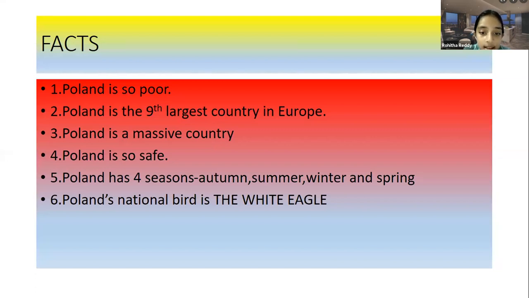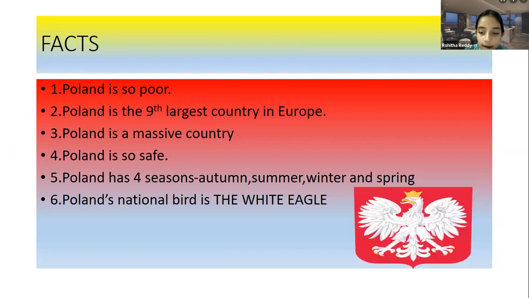Facts. Poland is the ninth largest country in Europe. Poland is a massive country. Poland is so safe. Poland has four seasons: autumn, summer, winter, and spring. Poland's national bird is the white eagle.